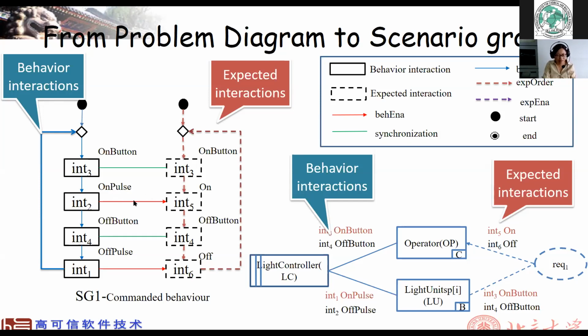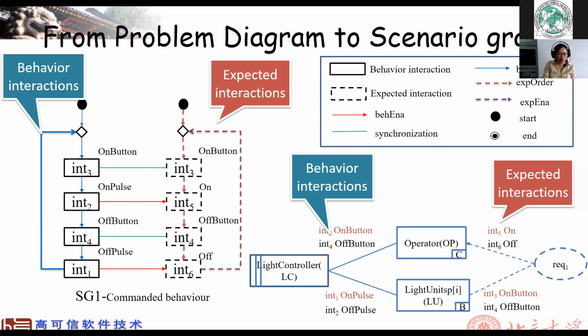And this is domain property. And here we don't have the other, but we also define the others. From the expected interaction to the behavior interaction, which means this behavior interaction is expected by the expected interactions. It is a requirement enabled.